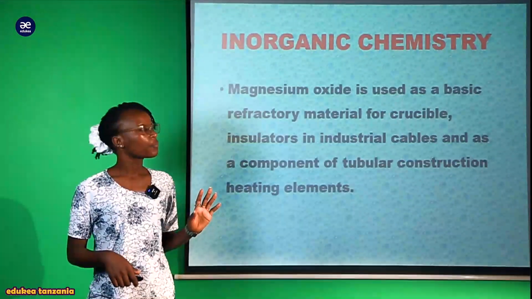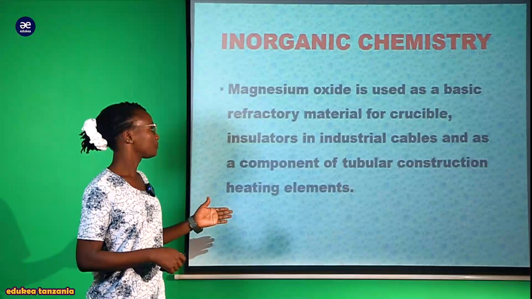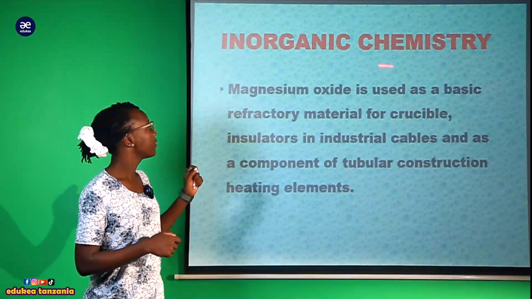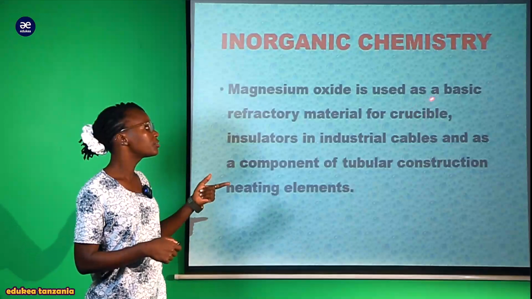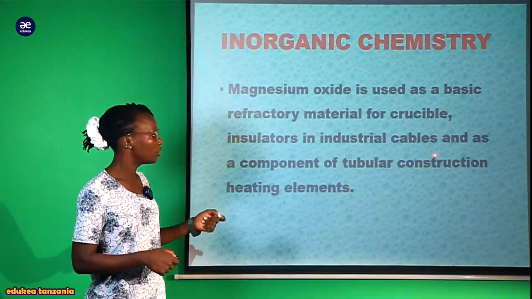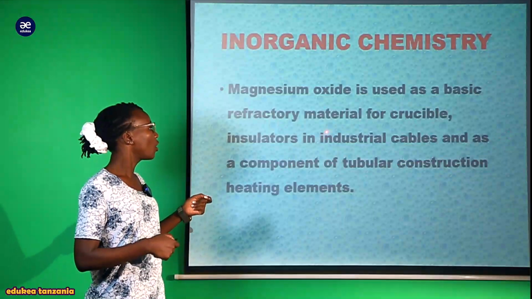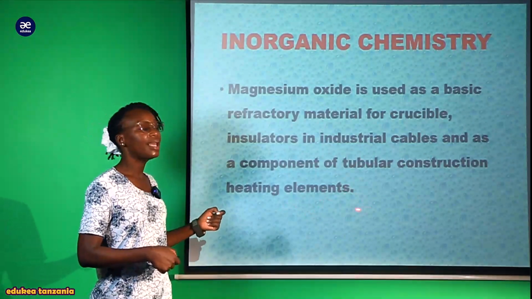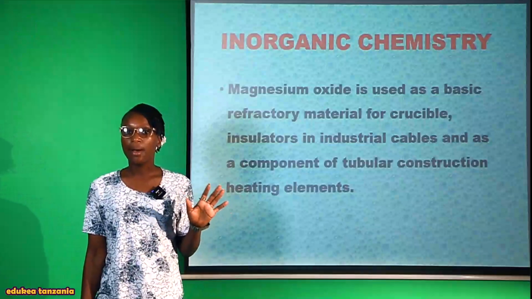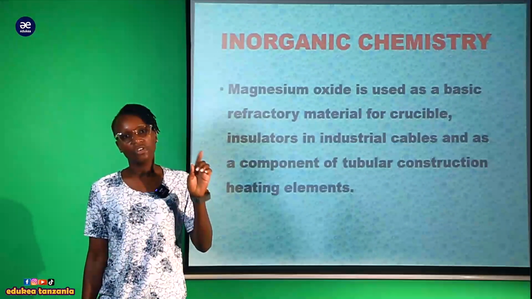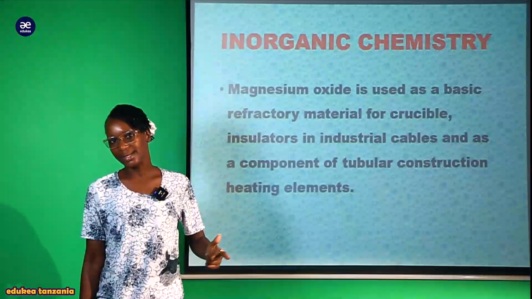Is it clear? Okay, so you can see that hii magnesium oxide inatumika sasa as a basic refractory material for the crucible, insulators in industries, cables, and as a component of tubular construction heating element. Kuna sehemu ambayo inakuwa applicable. Remember, we are still talking about the application of metal oxide in the industries.